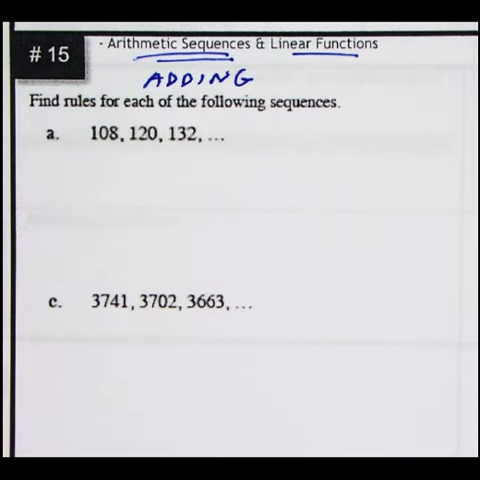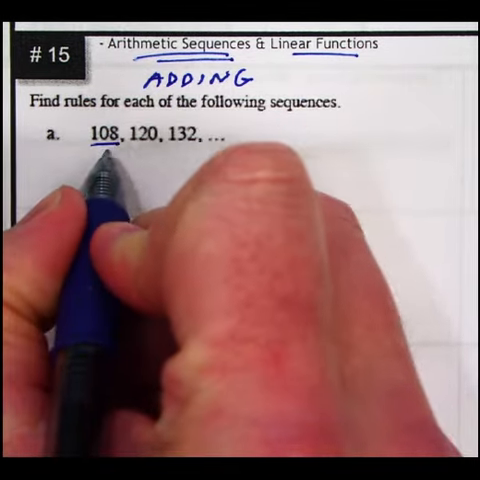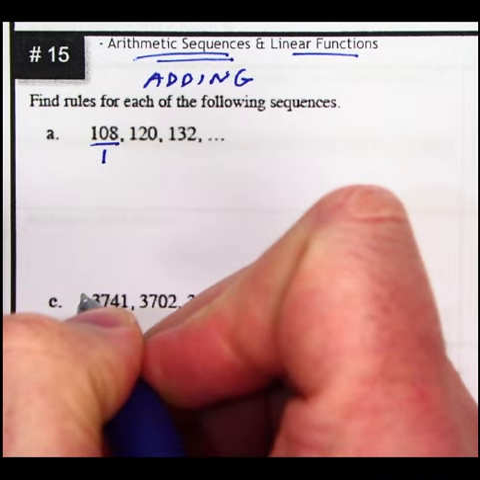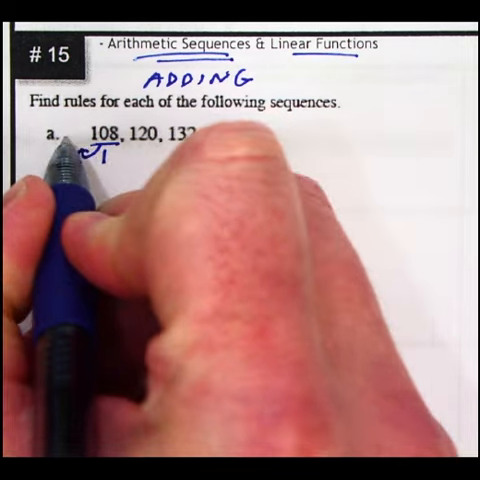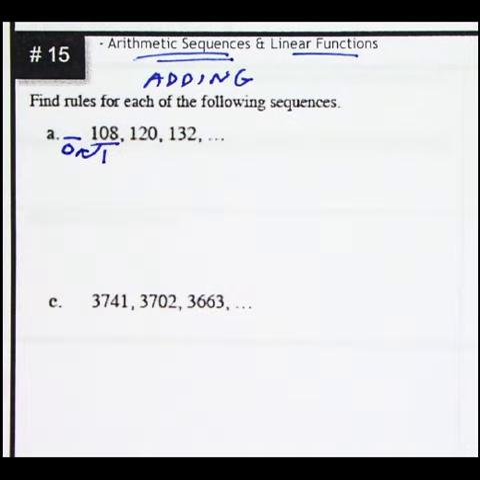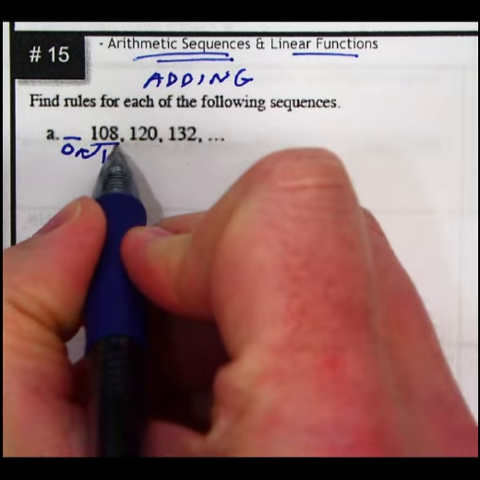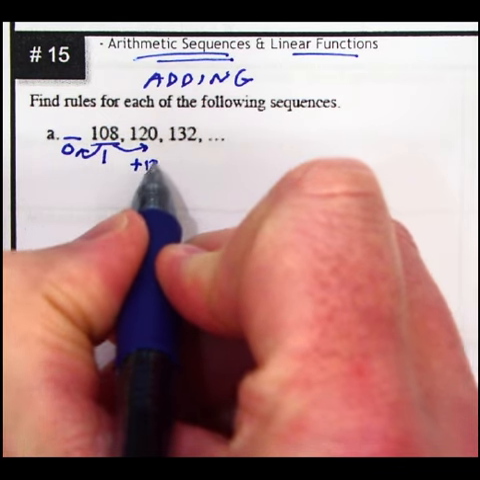Now remember, the key to a sequence is that that is term 1. That is the first term of the sequence. In order to write an equation for it, we have to figure out the 0th term of the sequence. So if we think about what this is going by, we can see that it's adding 12 every time.